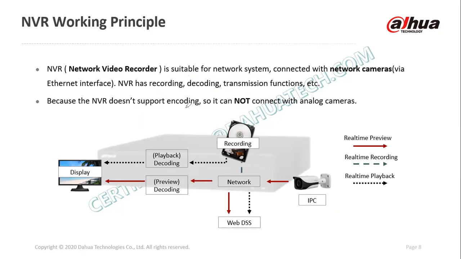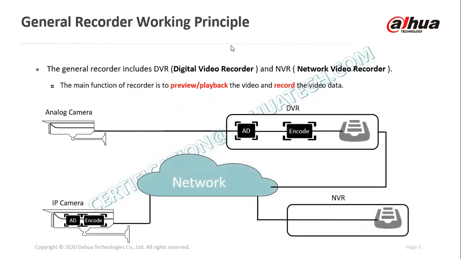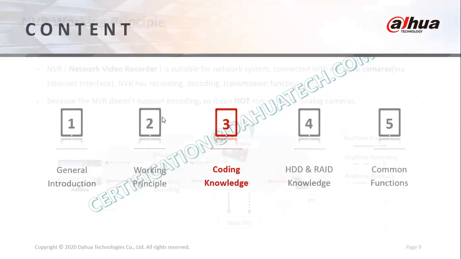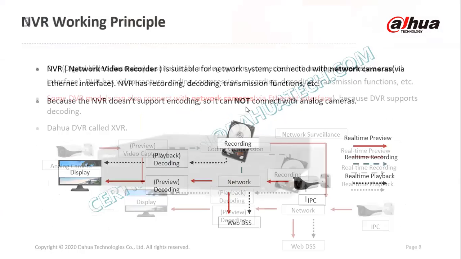Because the NVR does not support encoding, it cannot connect with analog cameras. So do you understand this encoding here? Encoding is basically converting the signal from analog to digital, or digital to analog. So you can see from this DVR here, there is analog to digital conversion, which is encoding, while this one does not have encoding anywhere here. That's why you cannot have analog cameras connecting to the NVR.